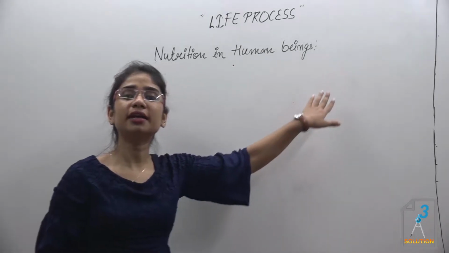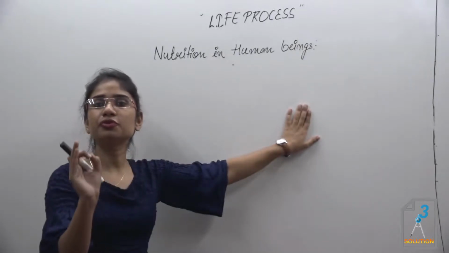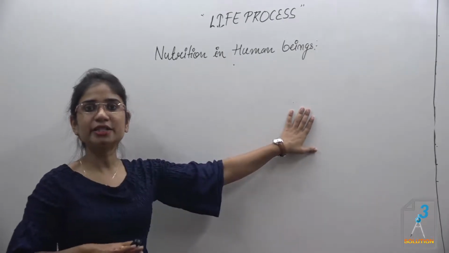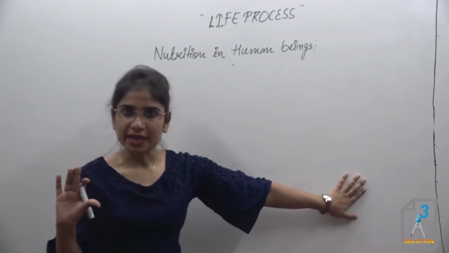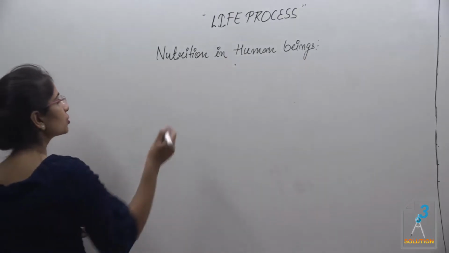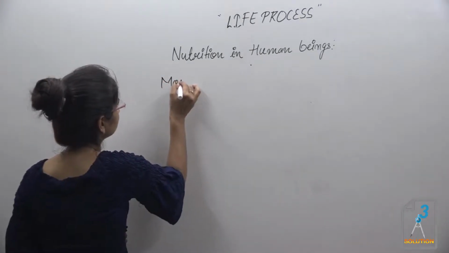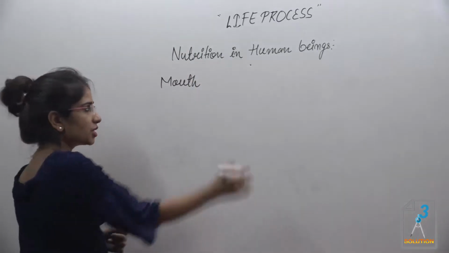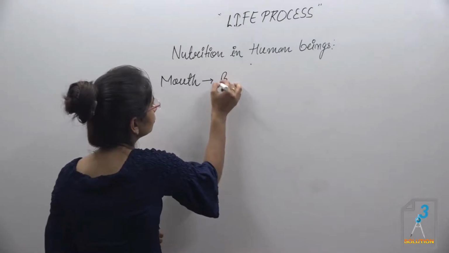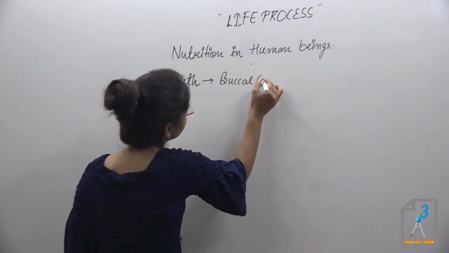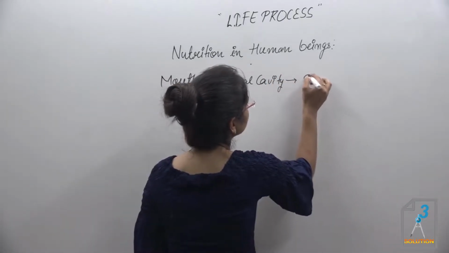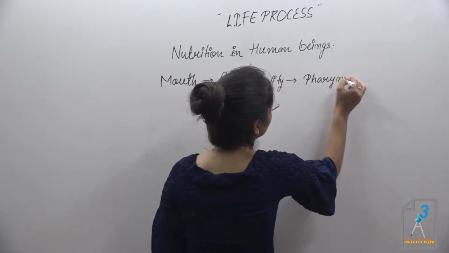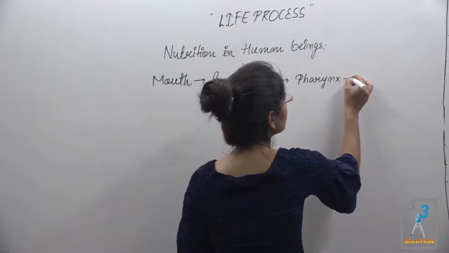So first of all, what is the path of food in the human body? When we eat food, it goes from where to where, where it ends, and from where it is expelled out of the body. First of all, as we all know, the food goes into the mouth. After the mouth, the food goes into the buccal cavity. Next, the food goes into the pharynx.